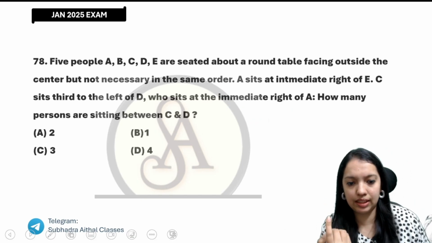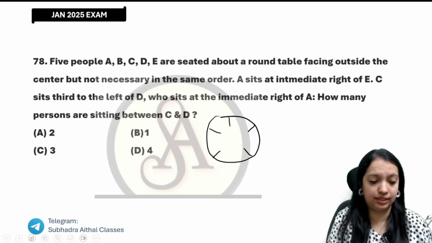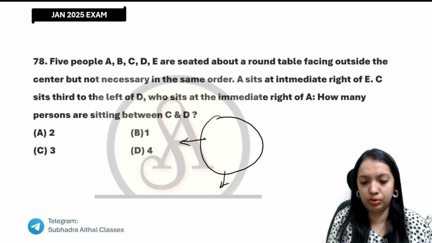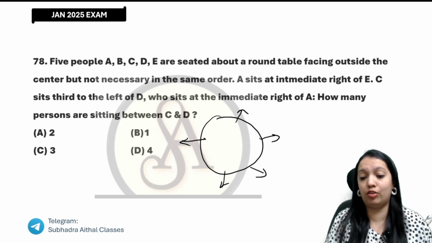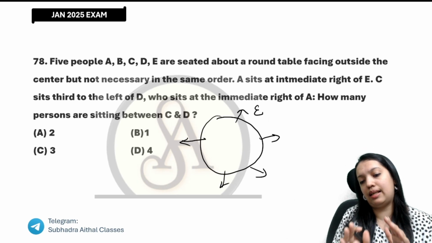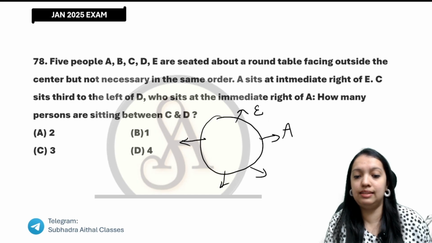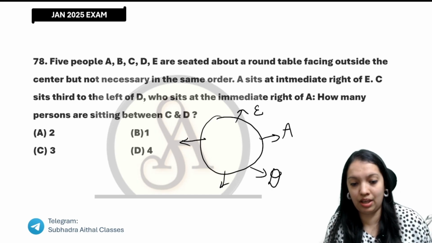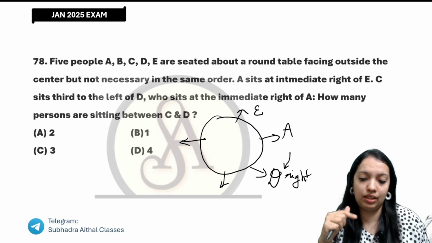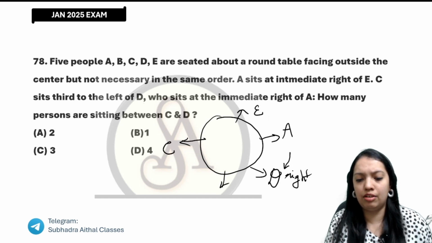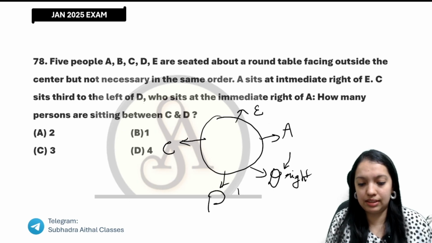Next, 5 persons A, B, C, D, E are seated around a round table. 1, 2, 3, 4, 5. Facing outside the center of the circle. Not necessarily in the same order. A sits to the immediate right of E. So suppose this is E, then a right side of E is A. C sits third to the left of D. D sits immediate right of A. C, this is right side. And C sits third to the left of D. So this has to be C. First to the left, second to the left, third to the left. Okay, perfect. That means this has to be B in that case.